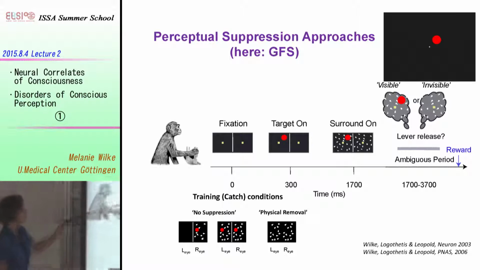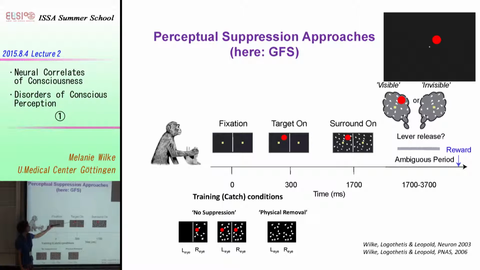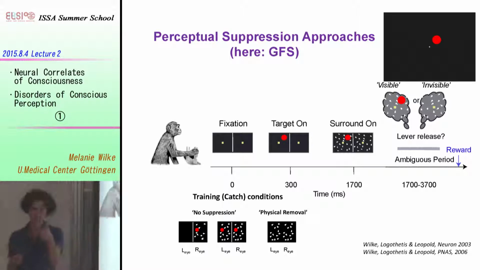The nice thing about this paradigm is that when you turn the target on, you see it for a while, let's say 2 seconds, and then you turn a surrounding dot pattern on. And this is the moment when this red dot is subjectively disappearing or not disappearing. This is nice for electrophysiology because there is no spatial overlap between the target that is going to disappear and the surrounding pattern. That's better because then you have a cell that's really responding to the target and not to the surround.